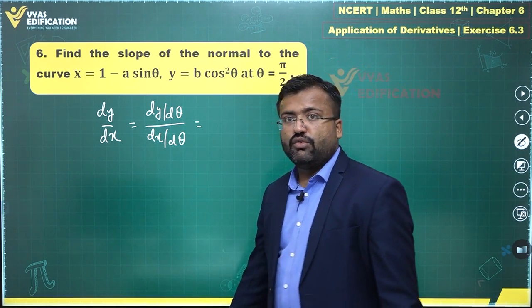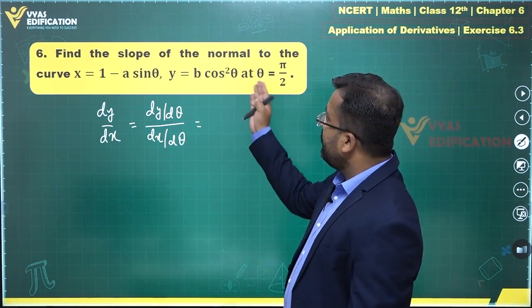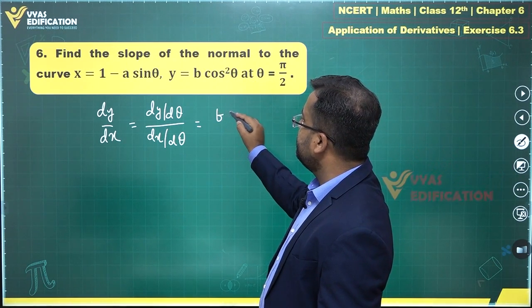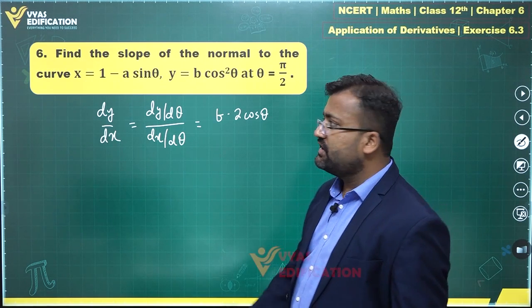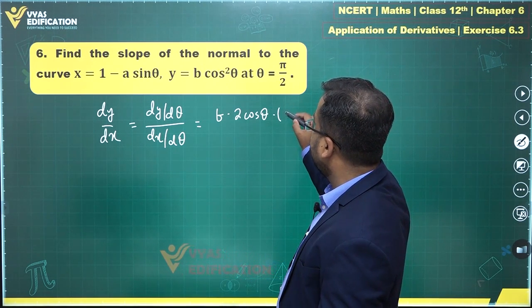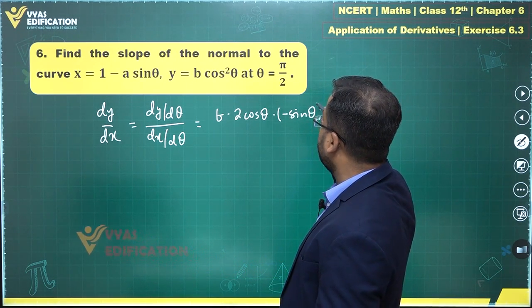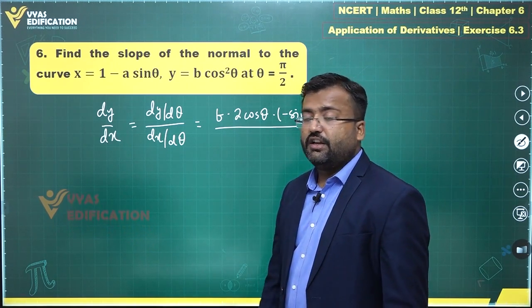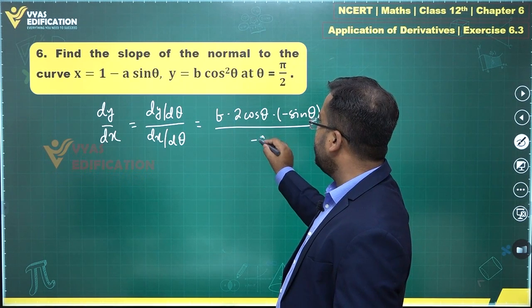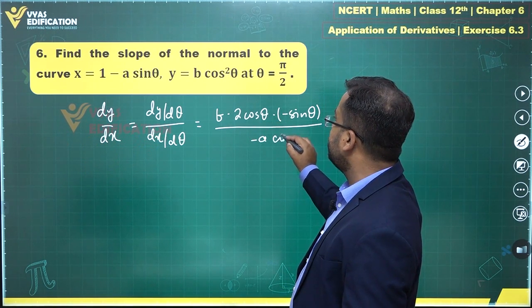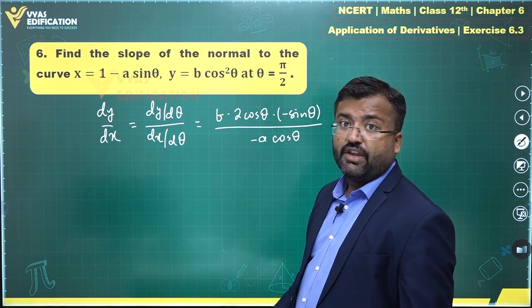Now what is this equal to? Dy upon d theta. Since y is b cos square theta, this becomes b times 2 cos theta. The derivative of cos square theta is 2 cos theta, and further, cos theta's derivative is simply minus sin theta. What about the denominator? In the denominator, we have dx by d theta. The derivative of 1 is 0, minus a is okay, sin theta's derivative is simply cos theta. This is what you get, right?